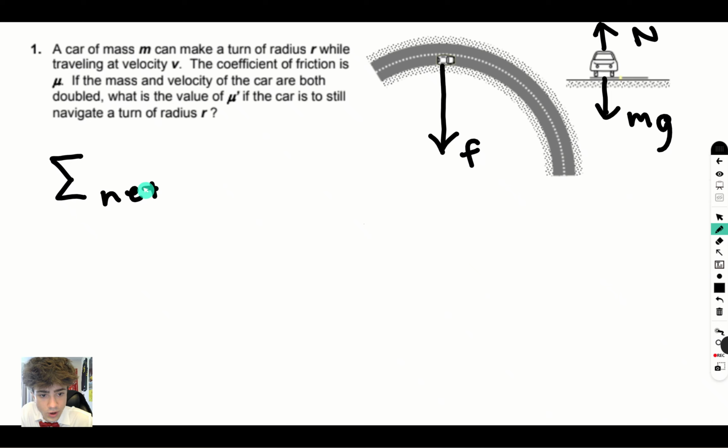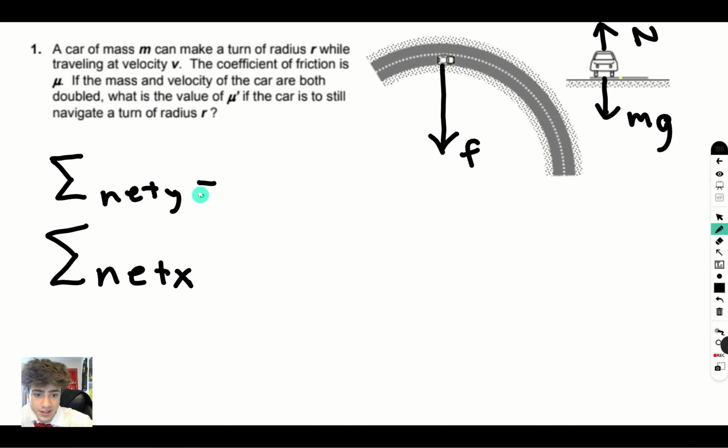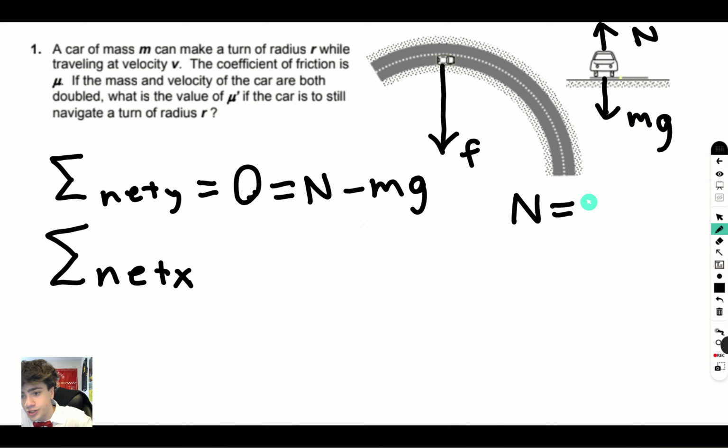So let's set up our two net force equations. We have net y and we have net x. Since the car isn't going into the ground or floating up into the sky, your net force in the y is equal to 0. We're going to write our two forces. We have the normal force acting upwards, so we're going to make our normal force positive, and the gravitational force going downwards, negative. From here we can see that 0 is equal to N minus mg, so N and mg are equal to each other. All I did was move the mg onto the other side.